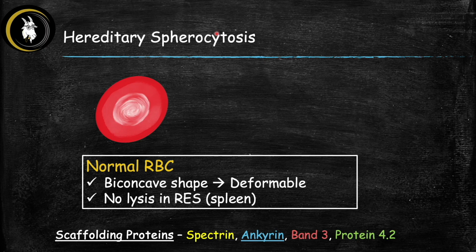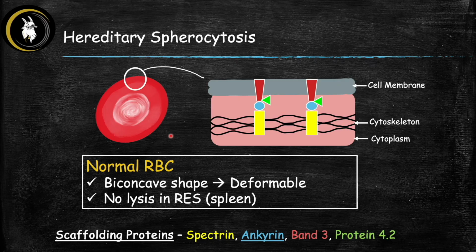So let's learn about hereditary spherocytosis, but first we need a quick lesson about these normal red blood cells and how they get their shape. So let's zoom in to the cell membrane of our normal red blood cell right here. And what we're going to see is that the cell membrane out here is actually connected to the cytoskeleton, which is in the cytoplasm here. And this attachment or scaffolding is actually made by a handful of very important proteins called scaffolding proteins. And the 4 main ones that you need to know are spectrin, ankyrin, band 3, and protein 4.2.